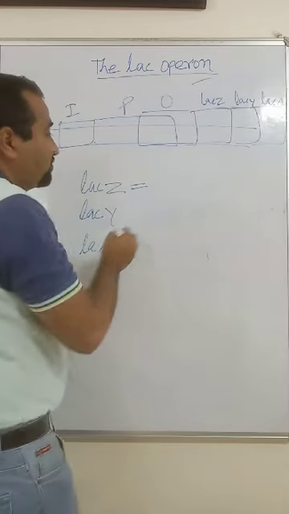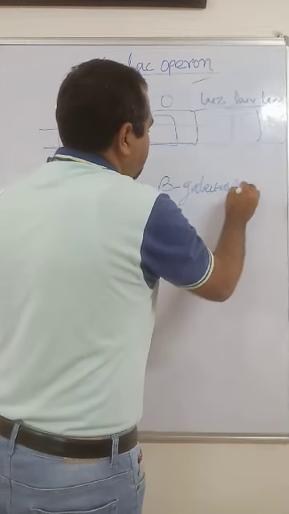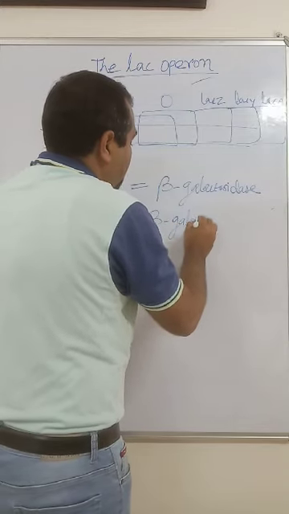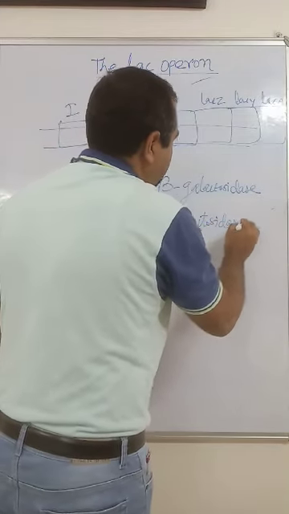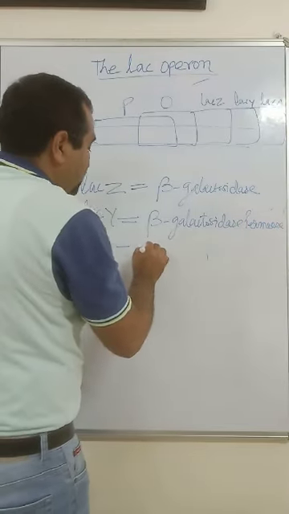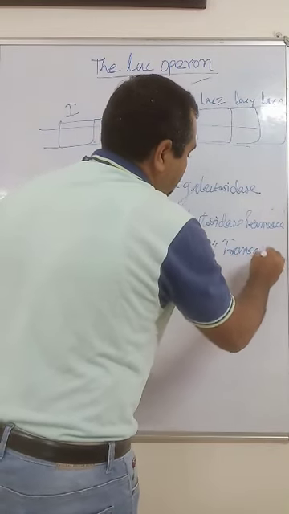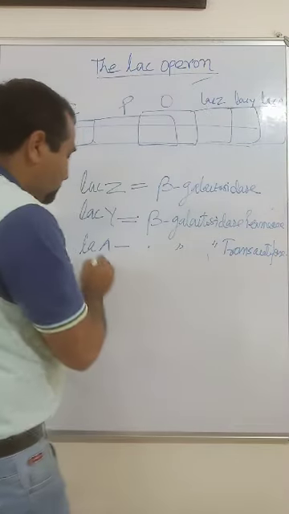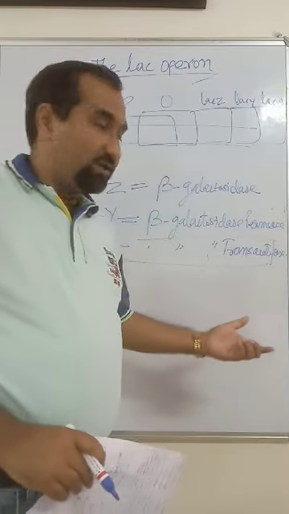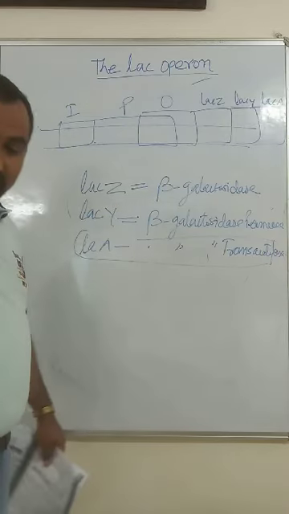So, lacZ gene produces beta galactosidase. lacY gene produces beta galactosidase permease, and lacA produces beta galactosidase transacetylase. The biological role of this gene or this protein is not clearly known, so we will focus mainly on lacZ and lacY gene.